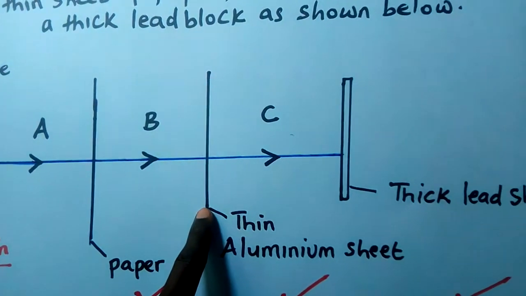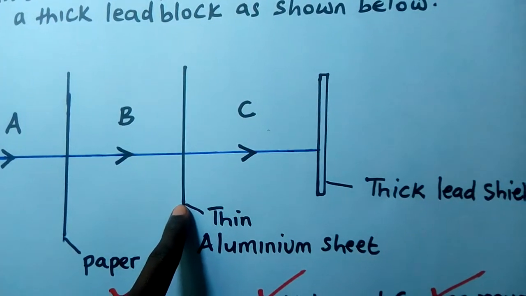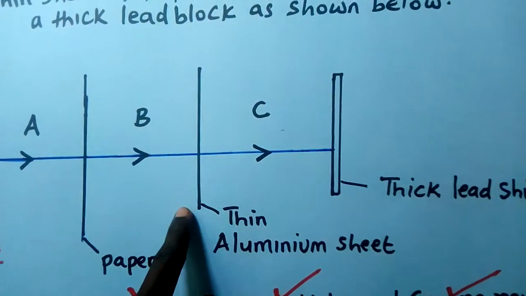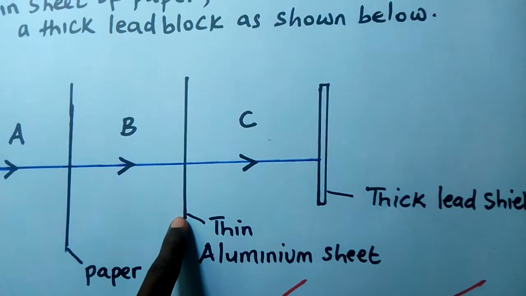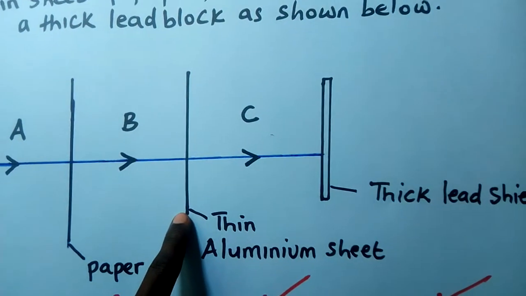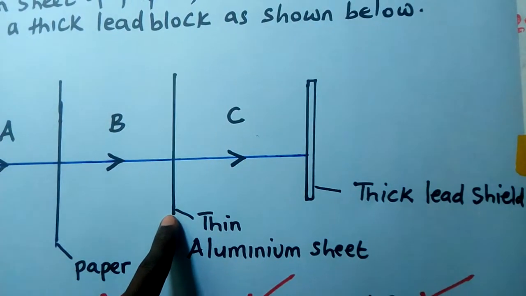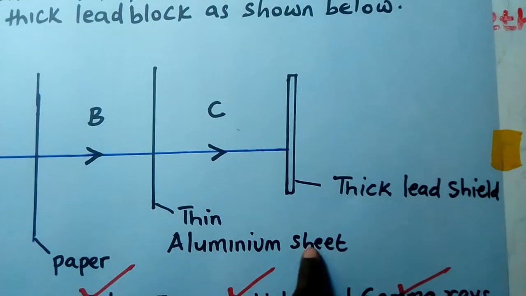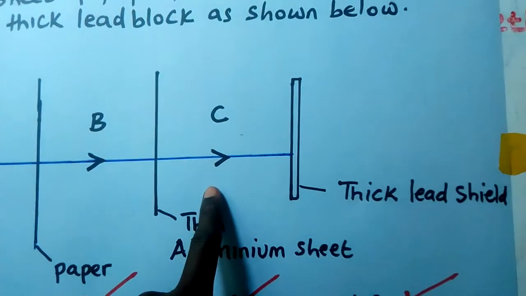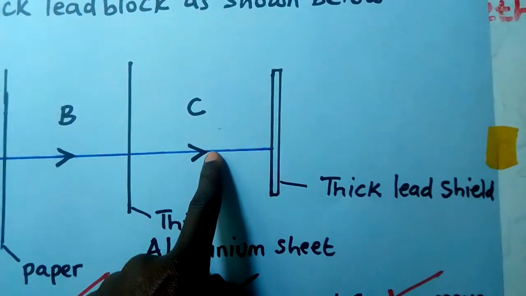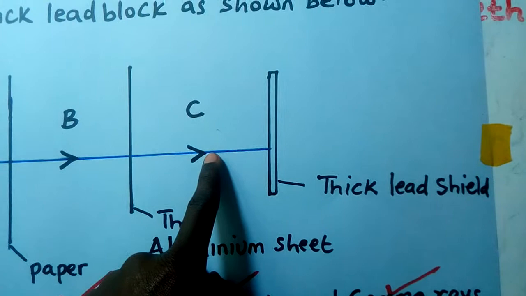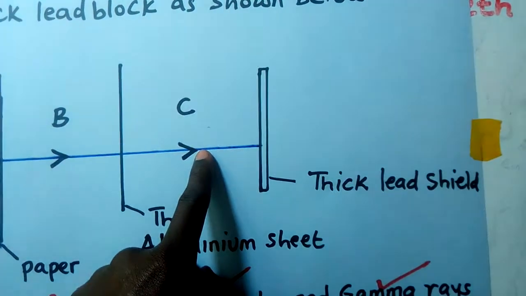Now when they reach where there's a thin aluminum sheet, this one also will absorb one. So this one absorbs beta particles. So the beta particles are going to be stopped by the thin aluminum sheet. In other words, they will not penetrate. So in region C, we shall only have one remaining, that is the gamma rays.